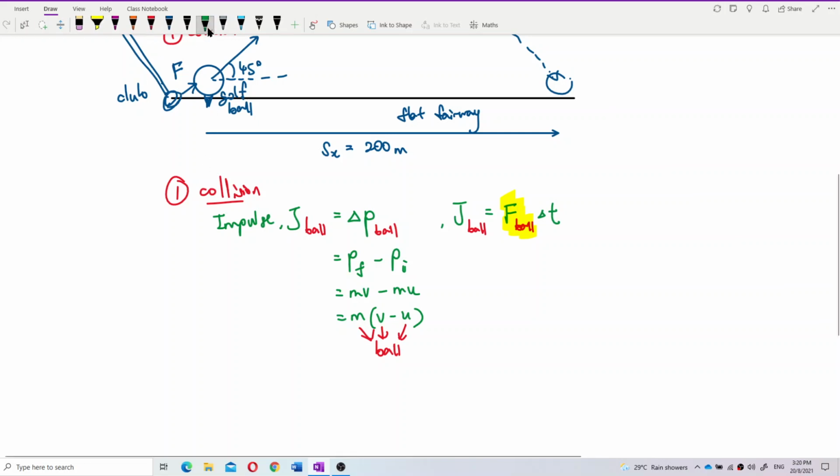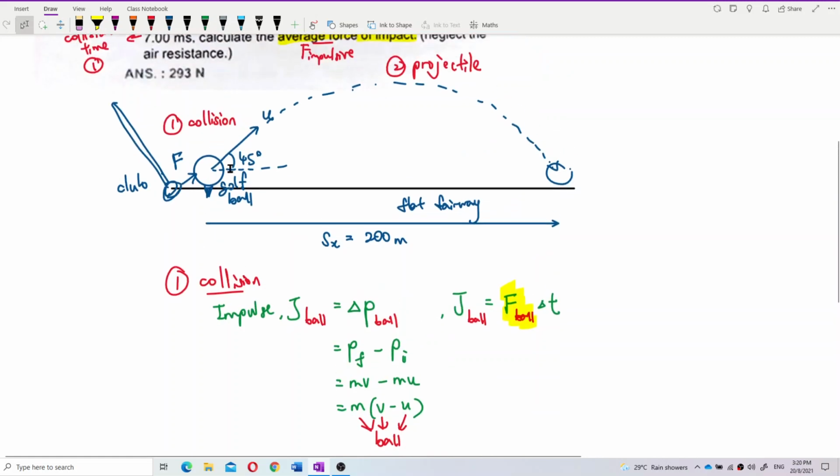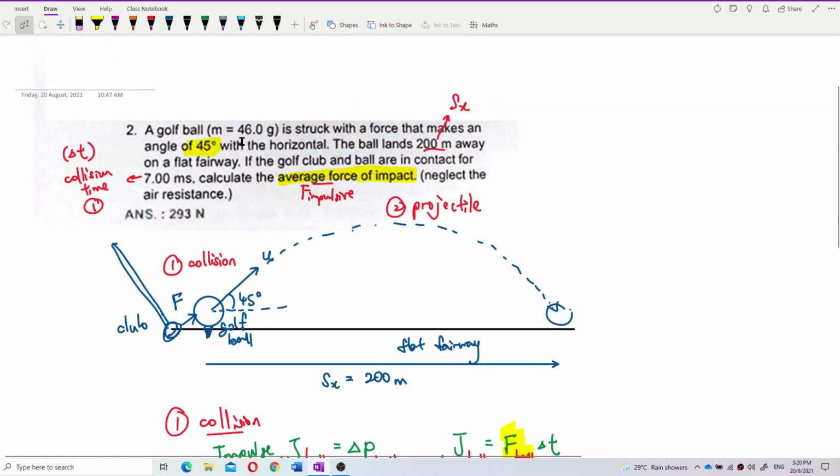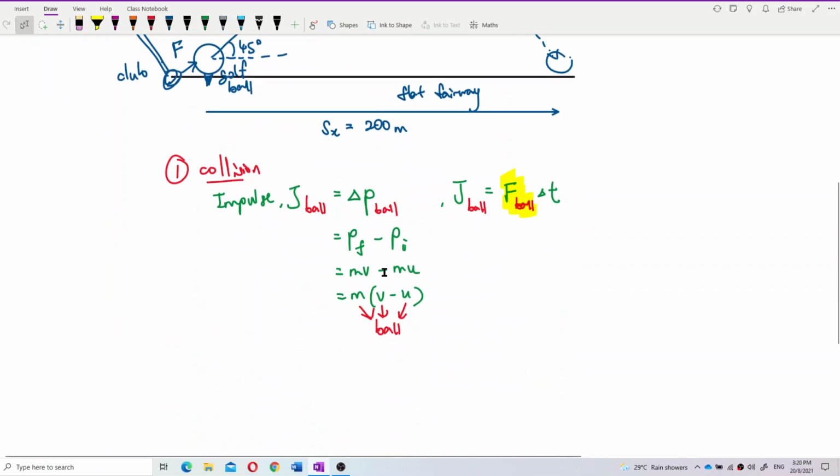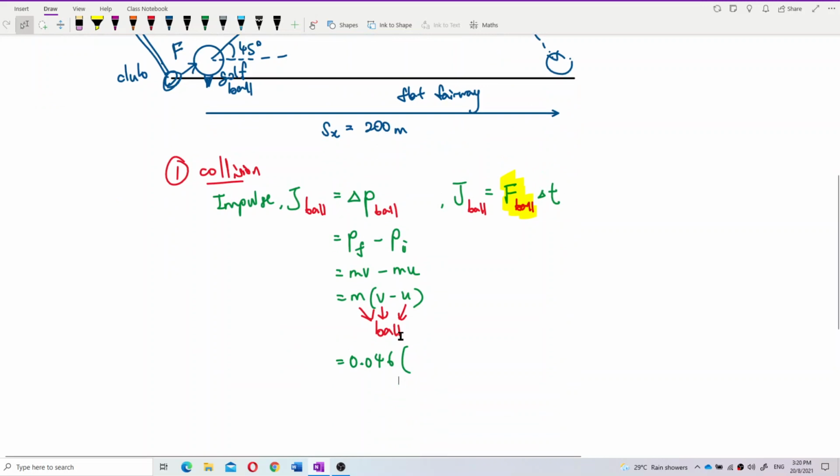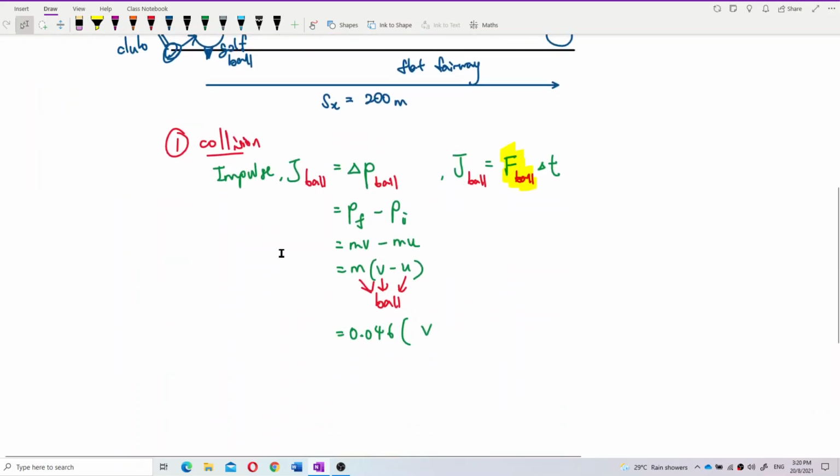The mass of the ball is 46 grams, so we need to change to SI units. This is 0.046 kilogram, dividing by 1000, a unit conversion to SI unit. So the mass is 0.046 kilogram, and then we need to find the final velocity of the ball. The v here. Do we have the v? Do we have the velocity after collision?